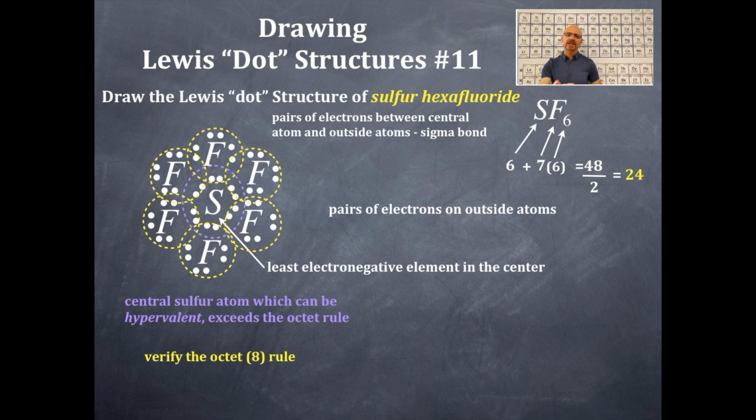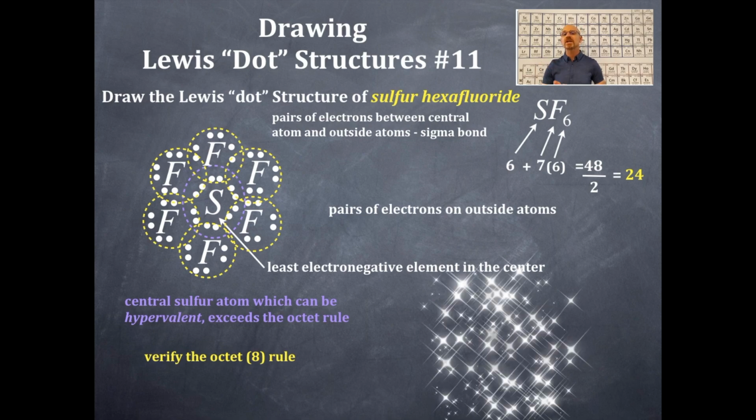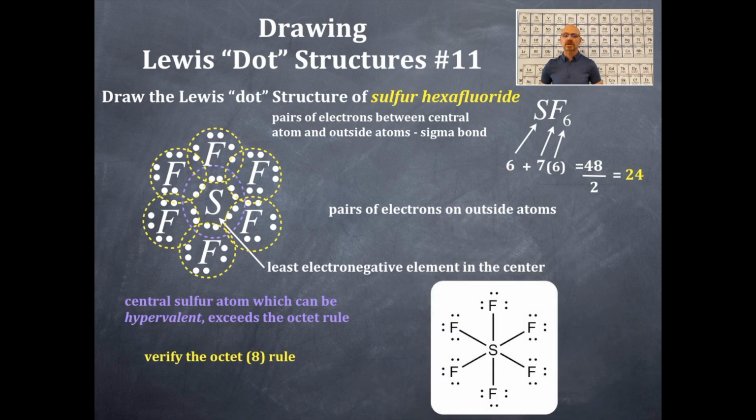Now what we need to do is clean this Lewis dot structure up, make it look pretty, and that is bonding pairs of electrons. That is single bonds, sigma bonds, are drawn as lines. Lone pairs on the outside elements are drawn as dots still, and then we end up with this wonderful, beautiful structure of sulfur hexafluoride. I hope you enjoyed that video.